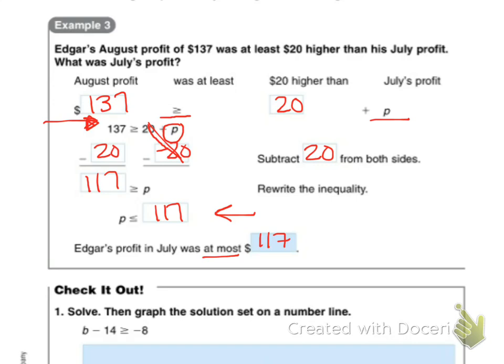Let's go on to the problems at the bottom of the page. Check it out. Number 1.